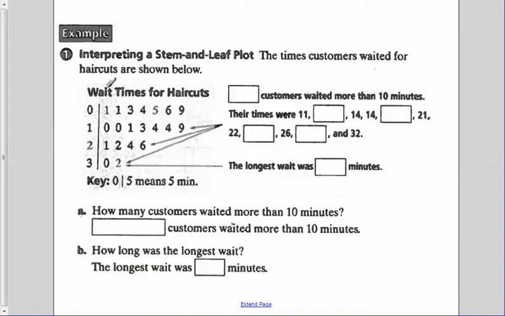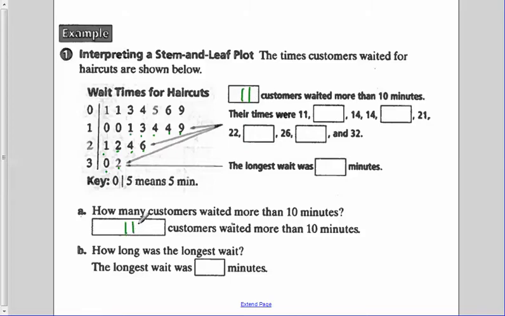Time customers waited for haircuts is shown below. So we look at our question: how many customers waited more than 10 minutes? We need to look at our key, and it says 0, the slash, and 5 means 5 minutes. If I look at all the zeros, they go up to 9, and then 1, the slash, and 0 is 10. How many waited more than 10? I need to look at this and say, well, 1 and then this 1 means 11. So there's 1, 2, 3, 4, 5, 6, 7, 8, 9, 10, 11. So there are 11 customers who waited more than 10 minutes.